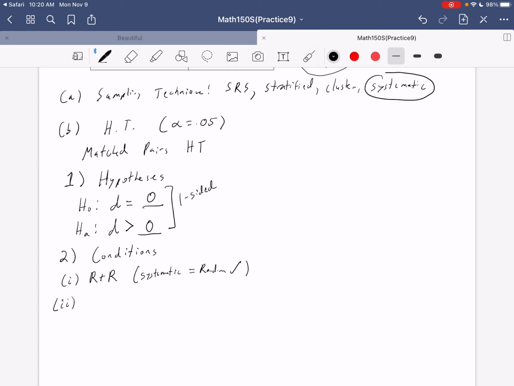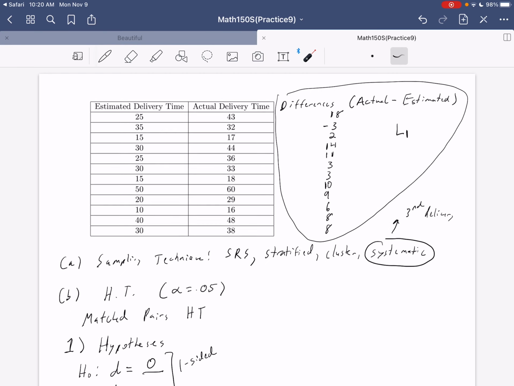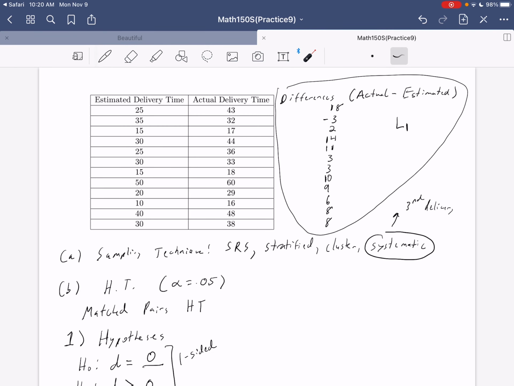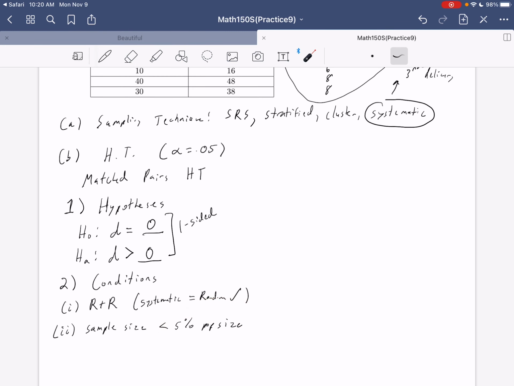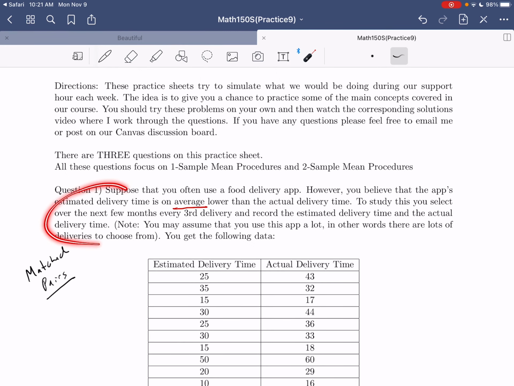All right, the second thing we have to confirm is that the sample size is less than 5% of the population size. Remember, sample size is something we're always going to know. Population size, we may or may not know. The sample size, if we go back here, is how many of these deliveries or differences we calculated. So 1, 2, 3, 4, 5, 6, 7, 8, 9, 10, 11, 12. So we know our sample size is 12. What about the population size? If we go back in here, is there any mention of the overall number of deliveries, the population of deliveries? No.